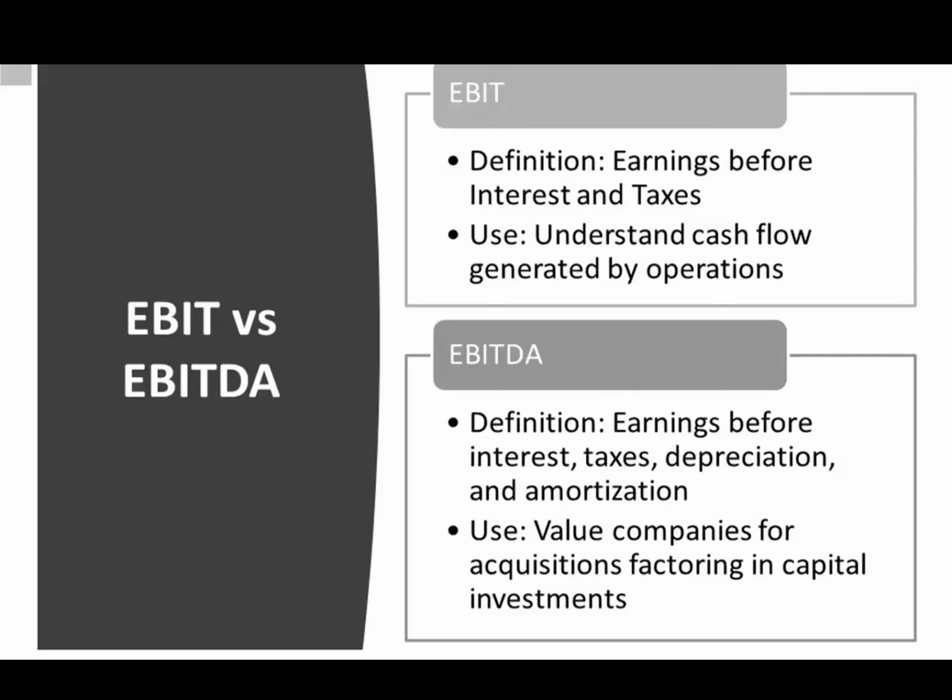The second thing: when we talk about EBITDA, that is the same thing, but it adds in two more aspects. It adds in depreciation, and it adds in amortization. Depreciation and amortization refer to the reduction in value of our assets over time. So, for example, if you bought a company vehicle, then over time you're going to depreciate that vehicle, and each time you depreciate it, it's going to reduce your income.